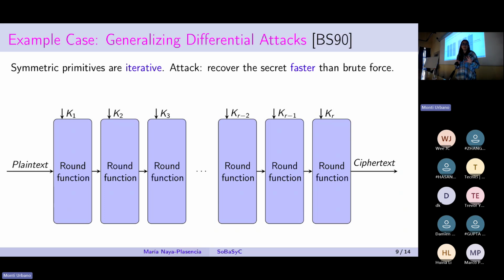So if we consider these kinds of attacks, as Jose discussed this morning, most symmetric families of attacks are composed of two parts. Most symmetric primitives are iterative, so they are composed by the application of a similar round function that is parameterized by a part of the secret key and a round constant. And the attacker tries to recover the secret faster than brute force.